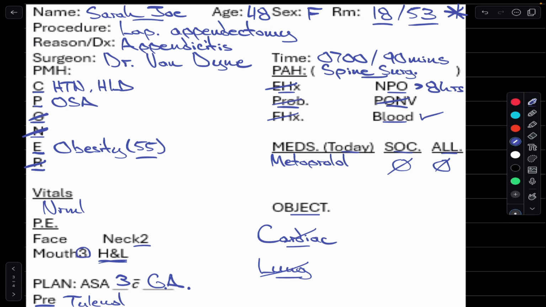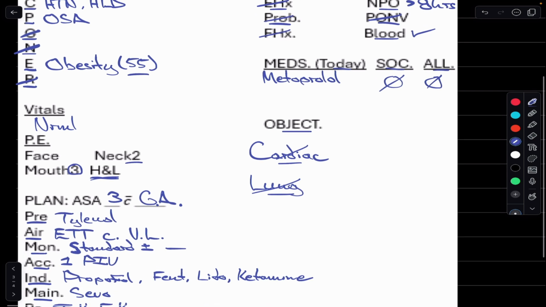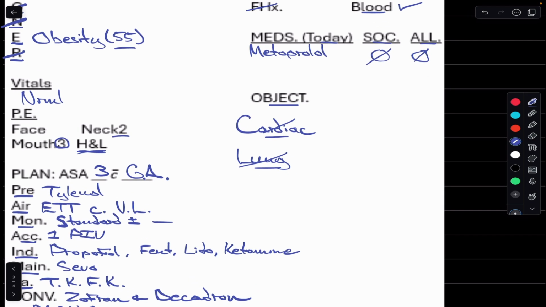She's okay with receiving blood if she needs it. She took her metoprolol today. She doesn't drink, smoke, or use any drugs. We have no concerns for allergies. Her vital signs are normal. She hasn't had any cardiac or pulmonary studies completed.